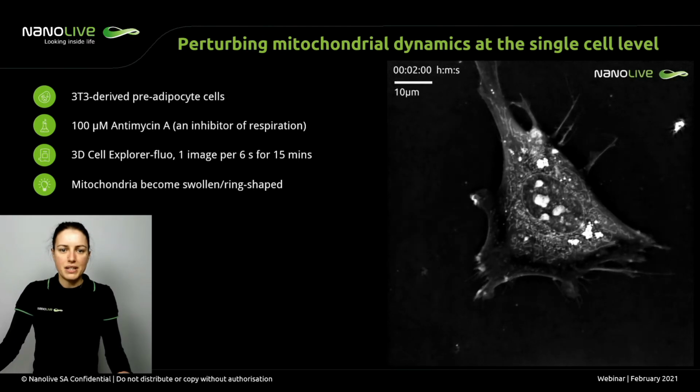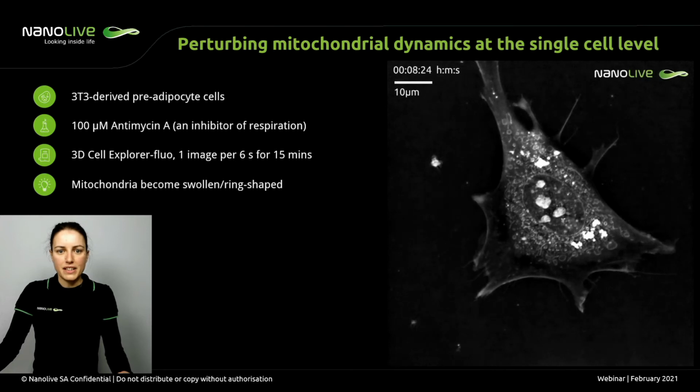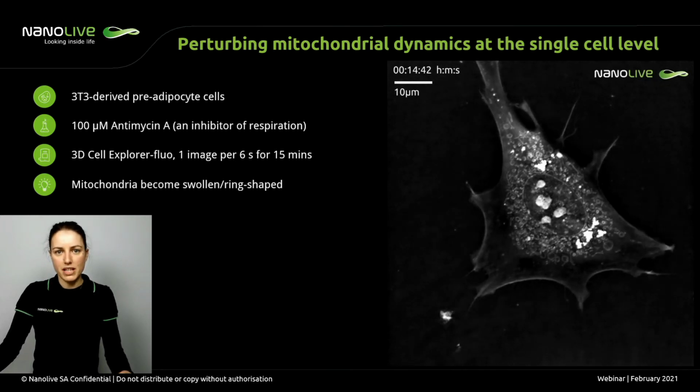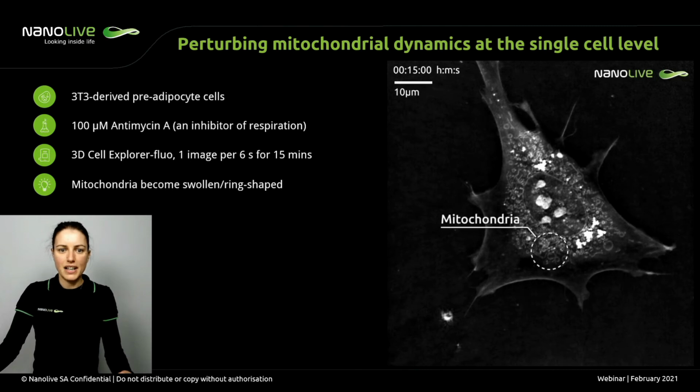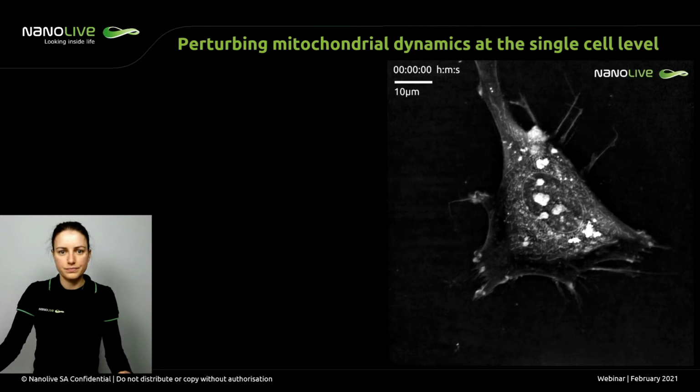So at first the mitochondria are long and tubular, but very quickly the addition of the inhibitor causes the mitochondria to become swollen and ring-shaped. This is likely due to a loss of membrane potential, which triggers the collapse of structural support mechanisms and renders the mitochondria dysfunctional. We can monitor the moment mitochondrial dysfunction occurs using a cell metric called granularity.